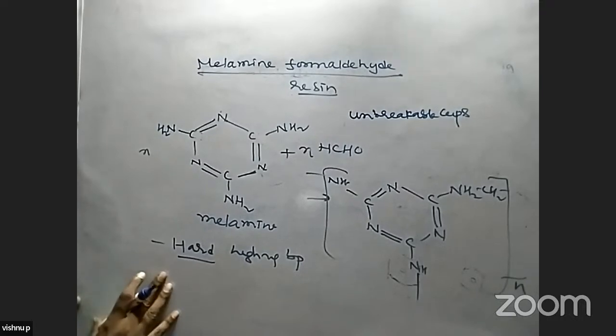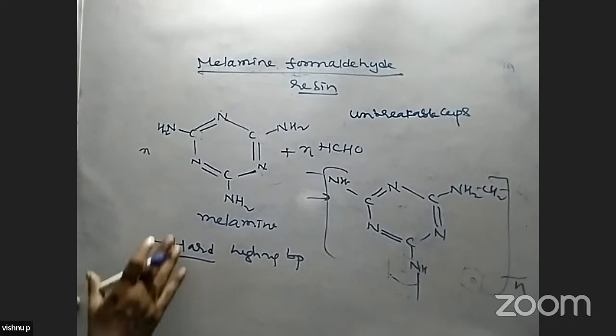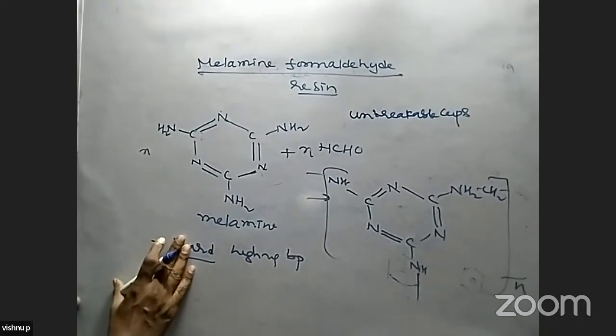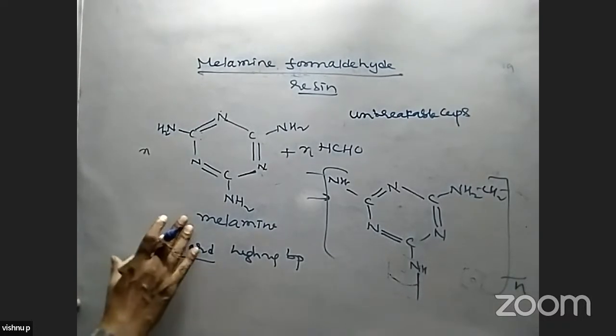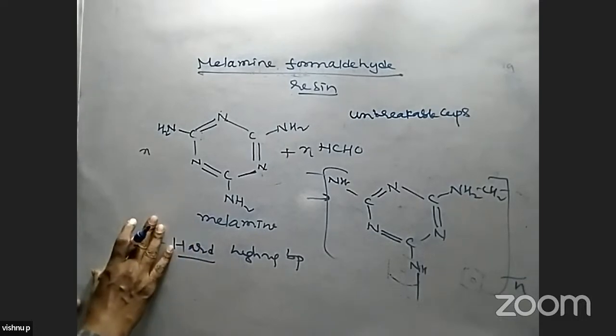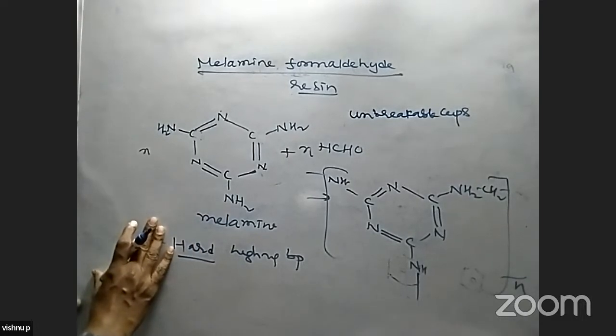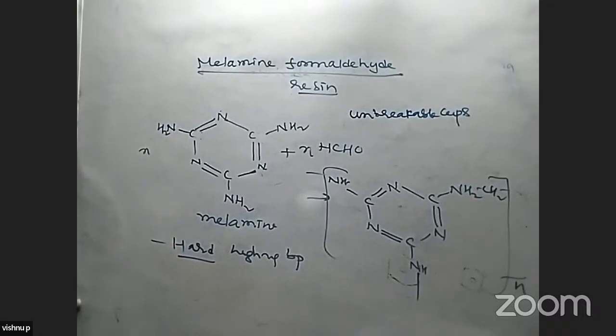Okay. This melamine formaldehyde resin, and also the other polymers, bakelite and Novolac, these are examples of what type of polymer? These are examples of formaldehyde resins.